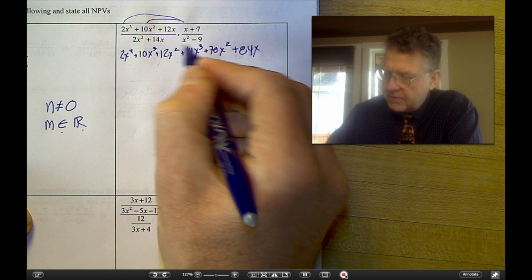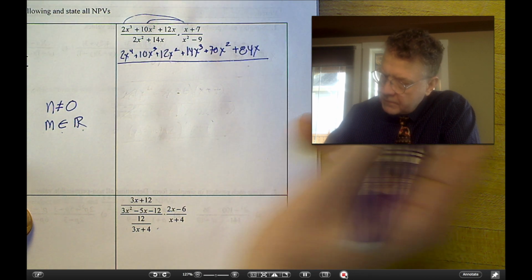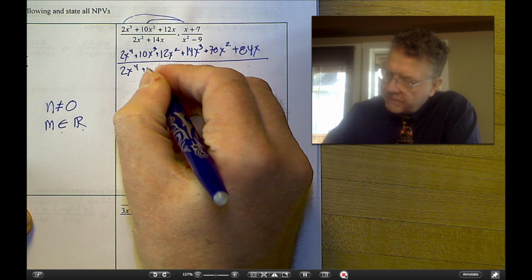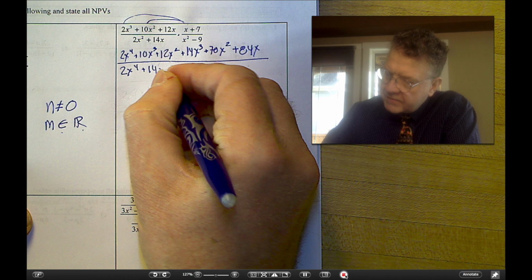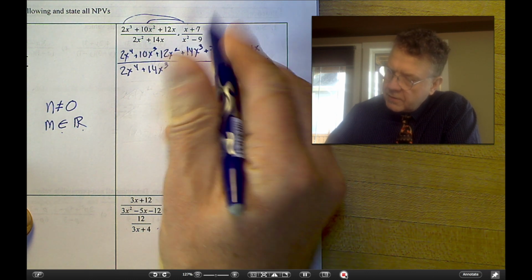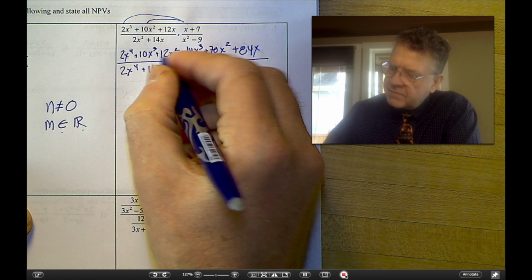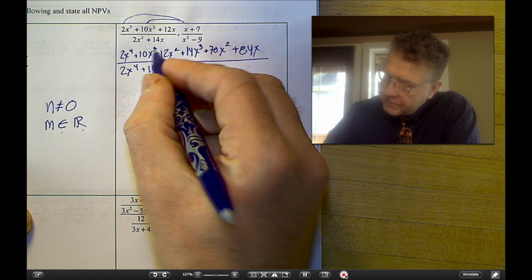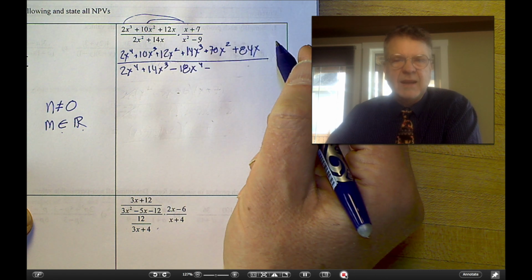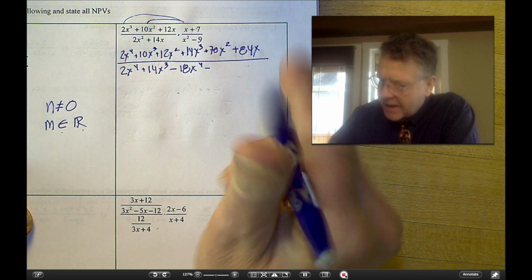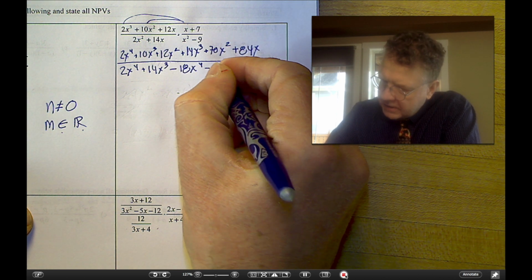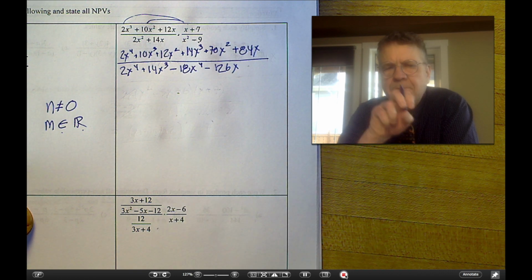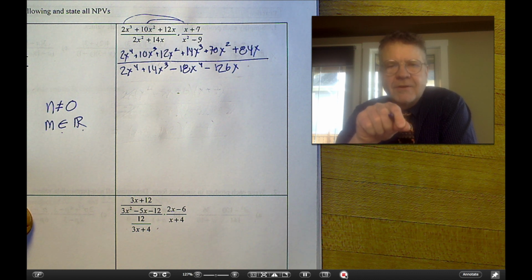And I could do the same thing down here. Well, let's do it. What the heck? x squared times 2x squared is 2x to the 4th plus 14x cubed minus 9 times 2 would be 18x to the 4th minus 9 times 14, well, 10 times 14, 140 minus 14, which is 126x. So that might be what you think would be a good start to this.